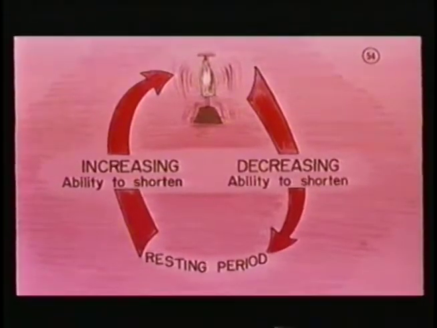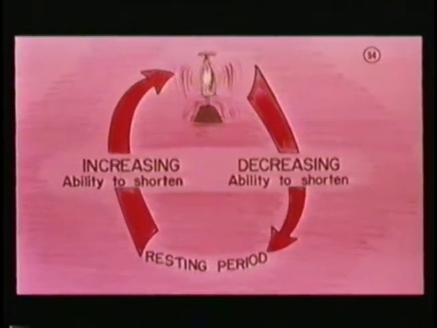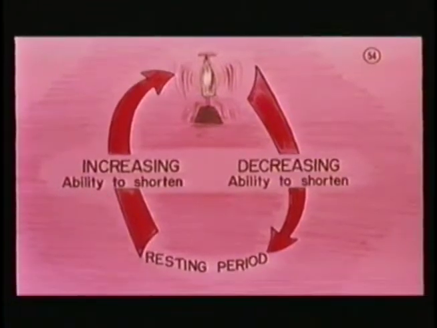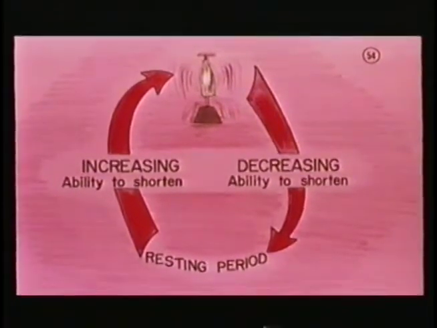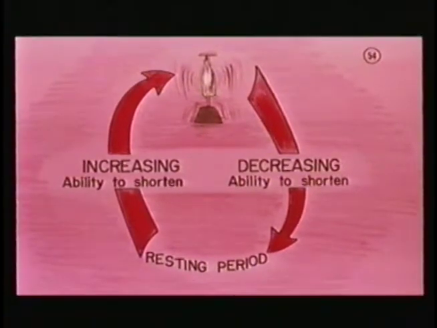A similar cycle is followed by the muscle's ability to shorten at each instant. At the peak of myofilament activation, the muscle can shorten most rapidly. During the rest period between beats, little or no shortening can take place.